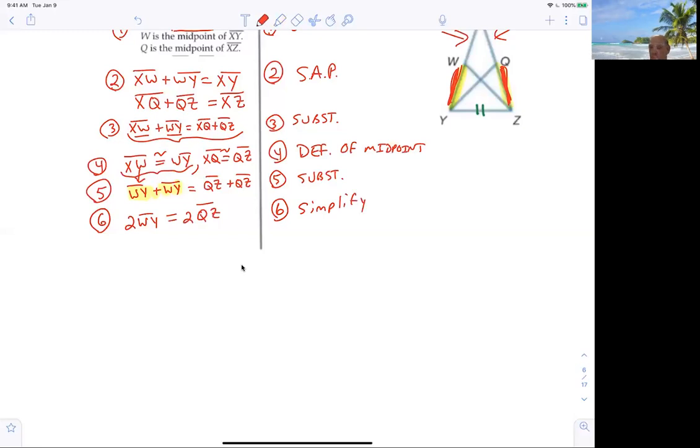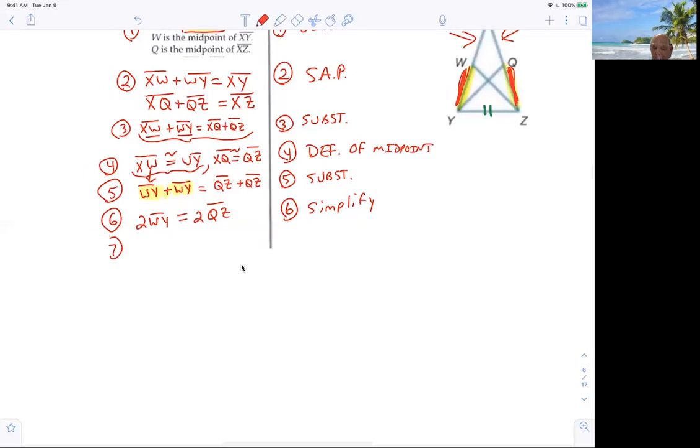Well, because I could, but that would be WY minus WY. They're not equals over here yet. You see what I'm saying? If there was a WY on the other side, I would do that. All right, now I've just proven what? WY is congruent to what? QZ. Is everybody okay with that?